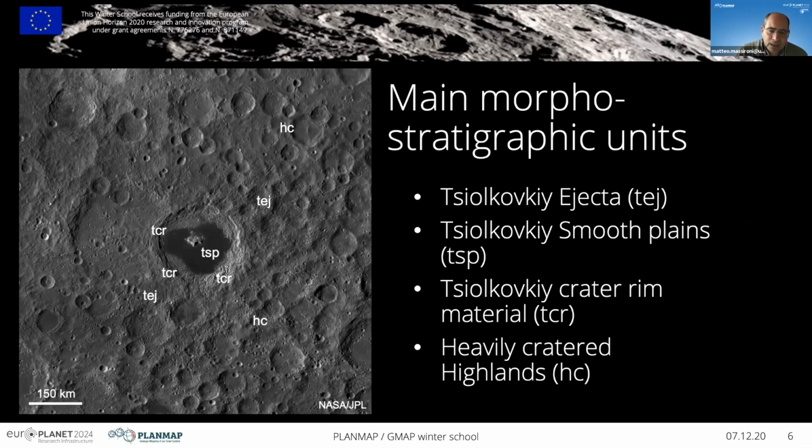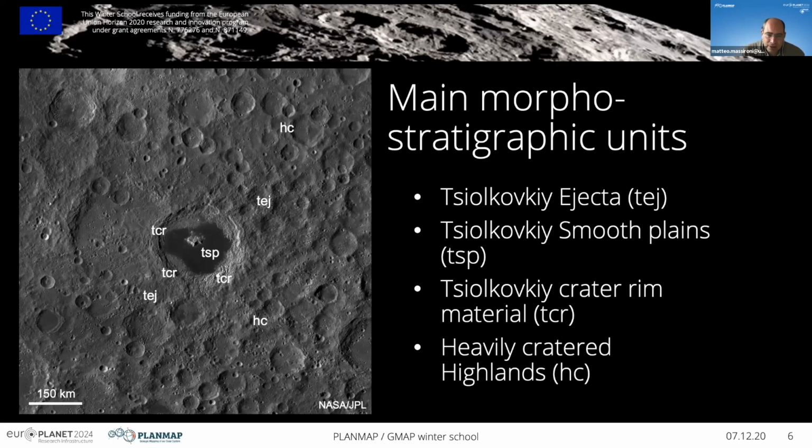So you see that each unit has its own symbol and acronym. For example, we can find the Zykowski ejecta. The Zykowski ejecta can be visible here from these chains of small craters. The margins are not very well defined, so they are approximate, but you can find them from the surrounding regions just because of these red crater chains and ejecta materials.